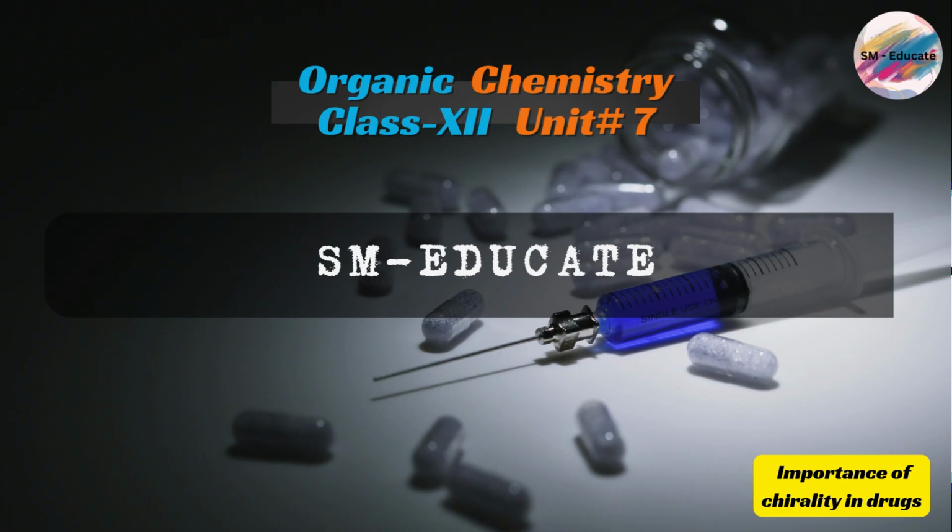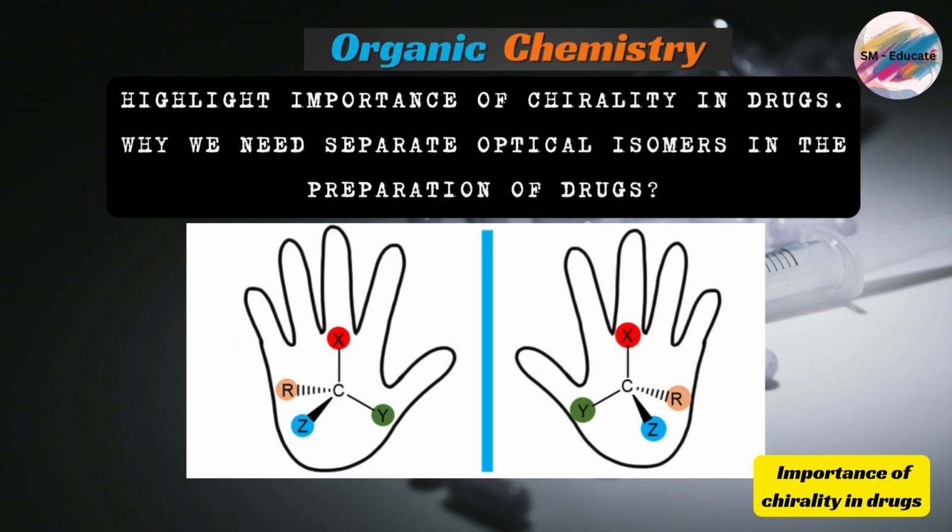In Class XII Chemistry, chirality is very important in drug preparation. Many drugs exist in two optical isomers. One isomer can act as a useful medicine, while the other may be inactive or even harmful. Therefore, we must separate the optical isomers to make safe and effective drugs.